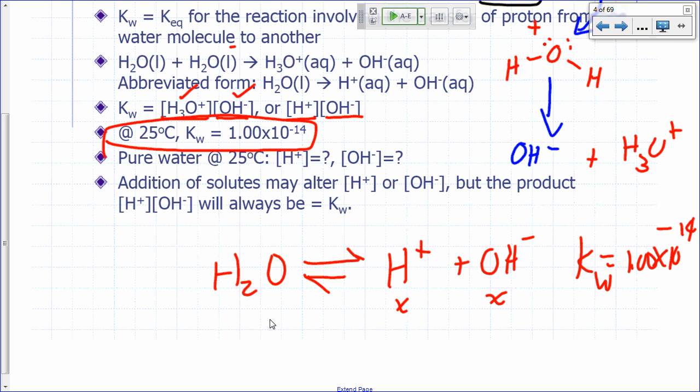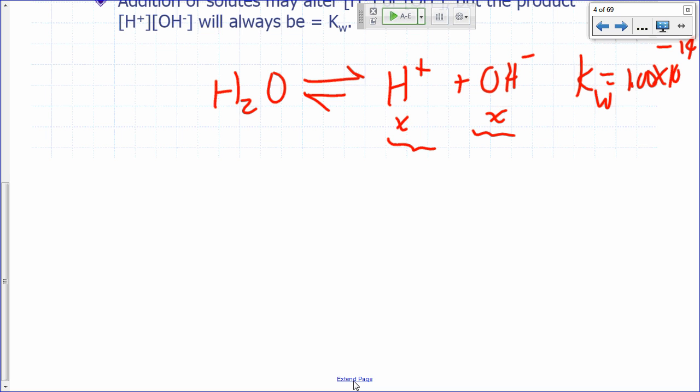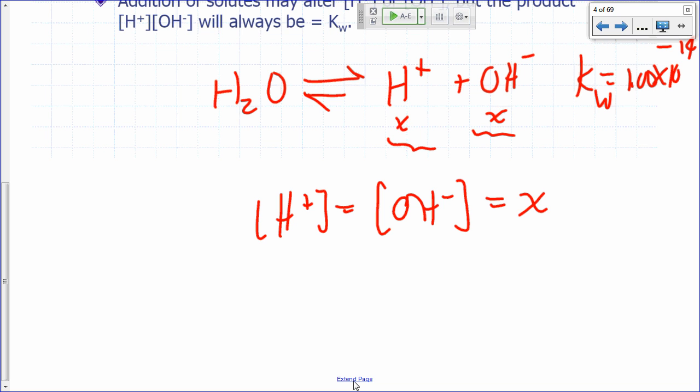And if you're going to lose X moles of water, then if you make X moles of H plus, you're also going to make X moles of hydroxide. So in pure water, you're always going to have equal amounts of hydrogen ions and hydroxide ions. So how would we solve for X here? H plus and hydroxide would be the same, right? And so let's just say it's equal to X.